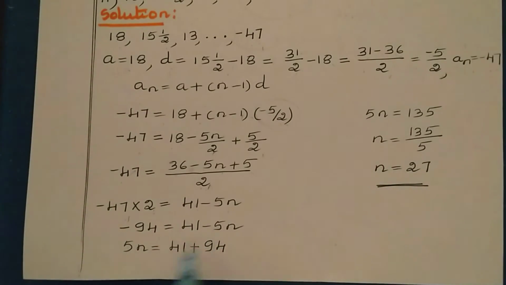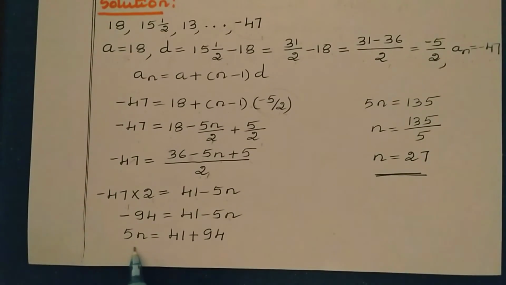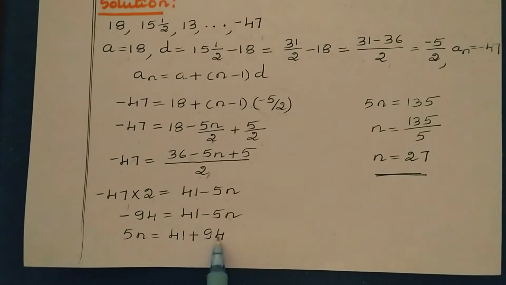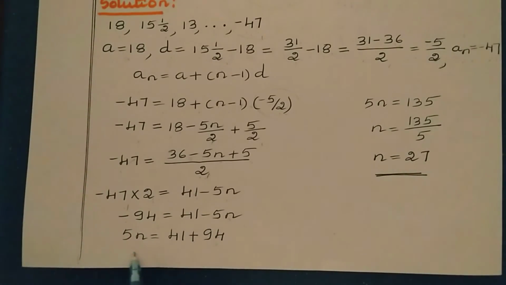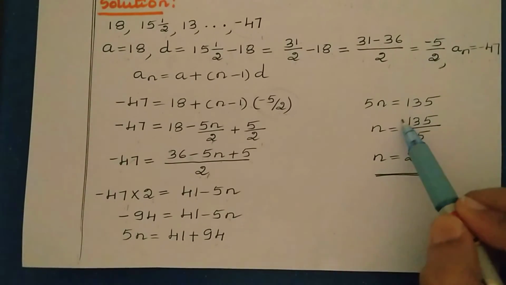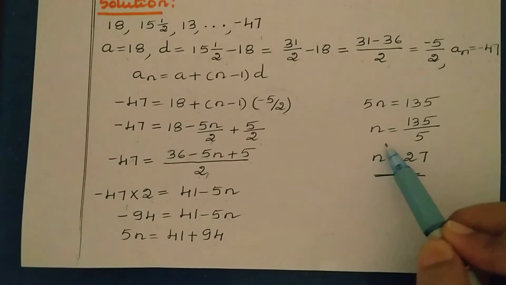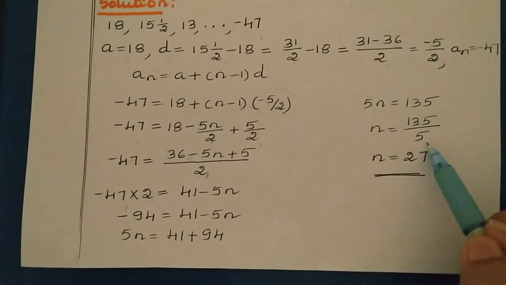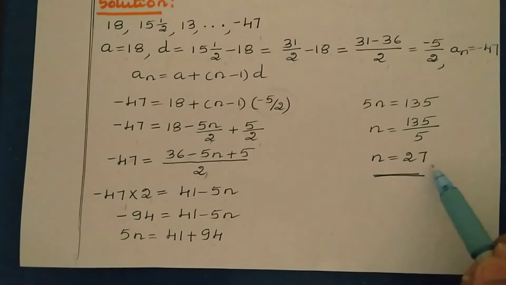So here we have minus 5n. Take this to left hand side. That becomes plus 5n is equal to, then take minus 94 to right hand side. That becomes plus 94. So 5n is equal to 41 plus 94. So 5n is equal to 135, n is equal to 135 divided by 5. So n is equal to 27.